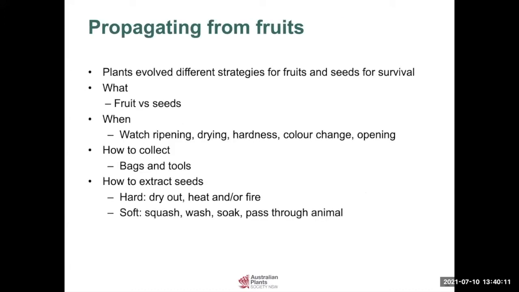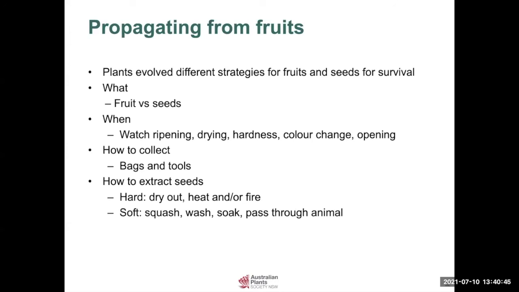Just a slide about how you propagate from fruits. I think probably the hardest thing is working out which part of the plant is the fruit and which part is the seed. So when you're collecting fruits or trying to propagate from them, just trying to work out which part is which, and then also being aware of when they're mature enough, so that also they're fertile and mature and worth collecting. So often it's looking for things like the colour and the hardness and the fruit opening, which are all signs.